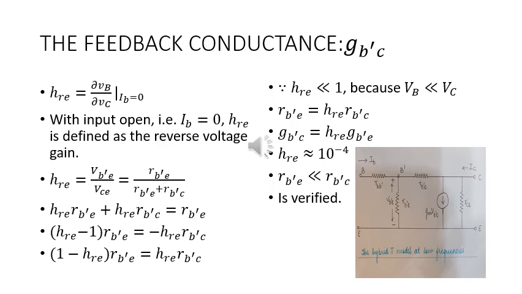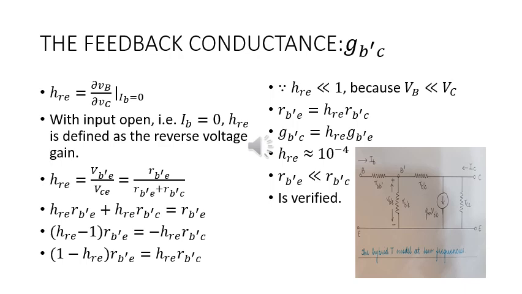The feedback conductance gb'c is calculated as follows. hre is equal to delta VB'E upon delta VCE at IB equal to 0. With input open, that is IB equal to 0, hre is defined as the reverse voltage gain, and it is equal to VB'E upon VCE, which is equal to rb'e upon rb'e plus rb'c. Taking rb'e plus rb'c onto the left hand side, we get hre rb'e plus hre rb'c equal to rb'e. Taking all the coefficients of rb'e together, we get hre minus 1 within brackets, rb'e equal to minus hre rb'c. So 1 minus hre, rb'e, is going to be equal to hre rb'c.